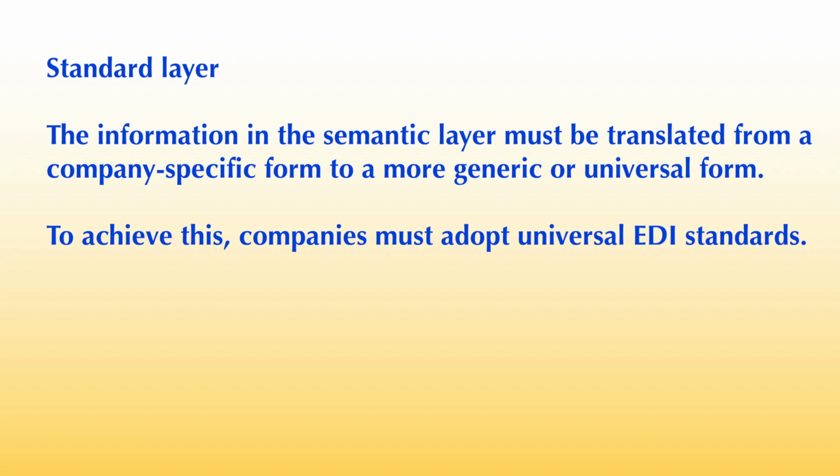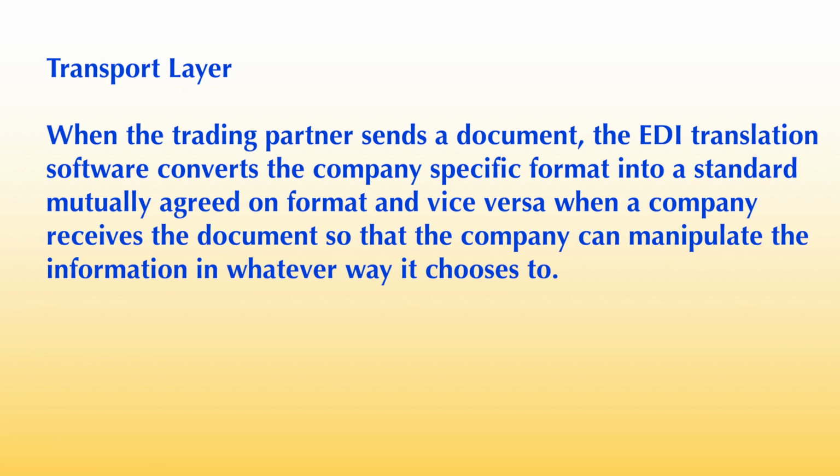The information in the semantic layer must be translated from a company specific form to a more generic or universal form. To achieve this, companies must adopt universal EDI standards. Next one is the transport layer. When the trading partner sends a document, the EDI translation software converts the company specific format into a standard mutually agreed on format, and vice versa when a company receives the document, so that the company can manipulate the information in whatever way it chooses to.